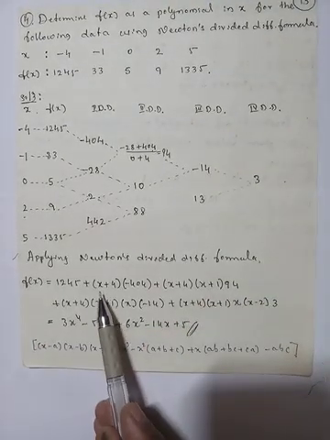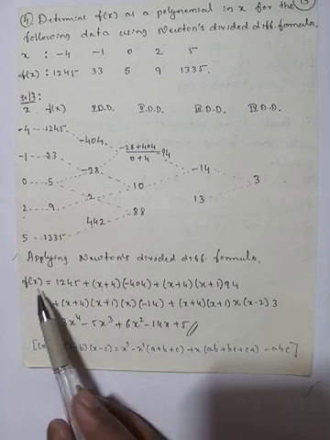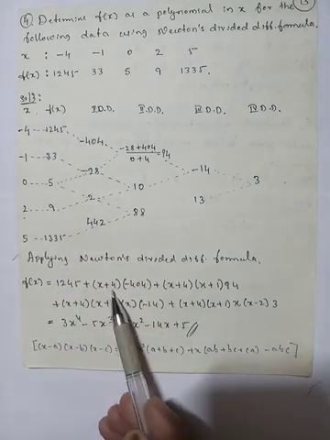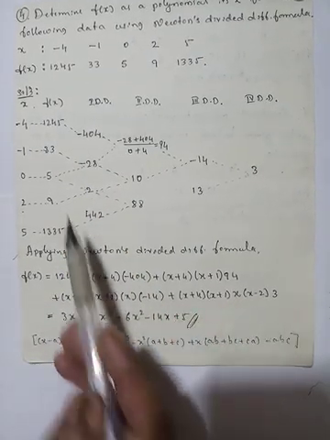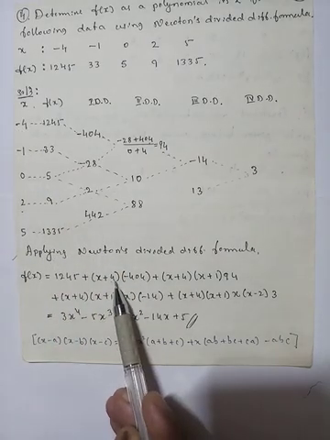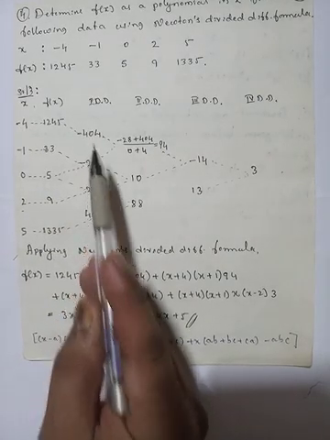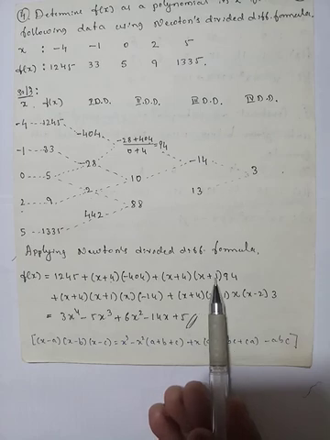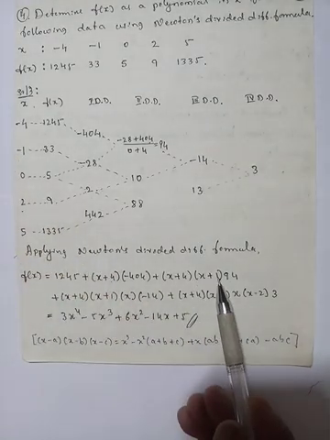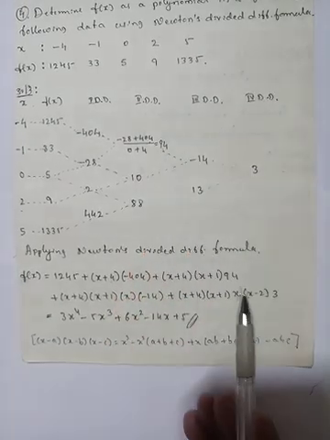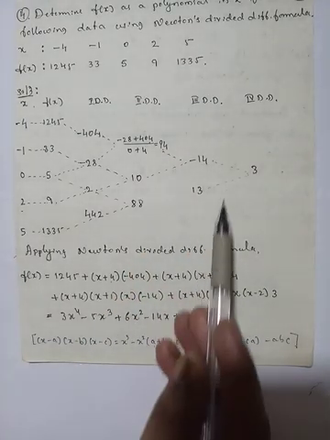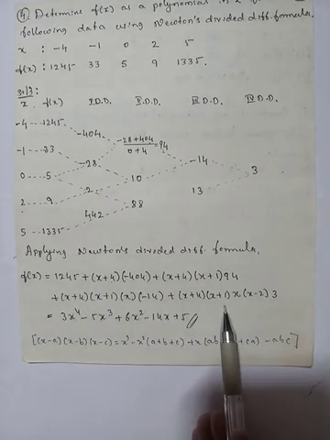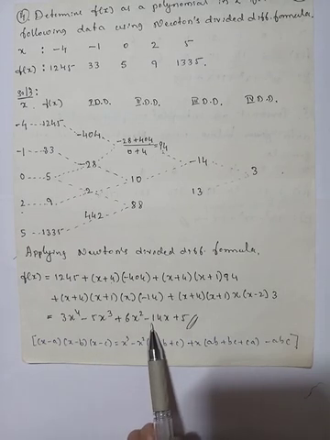Then here x is x only, because we are finding f of x in terms of x. This is y naught, 1245, plus x minus x naught. X minus x naught is x minus minus 4, that is x plus 4, times the first divided difference value, minus 404, plus x minus x naught, which is x plus 4, into x minus x1. X1 is again minus 1, so it becomes x plus 1, into the second divided difference 94. Likewise we continue till the fourth divided difference. Then we simplify the steps, and we get the required polynomial.